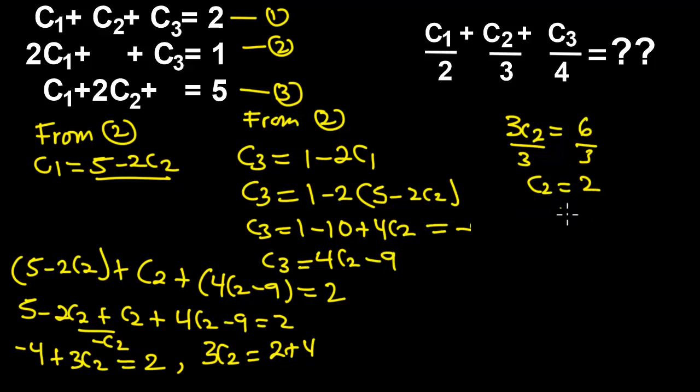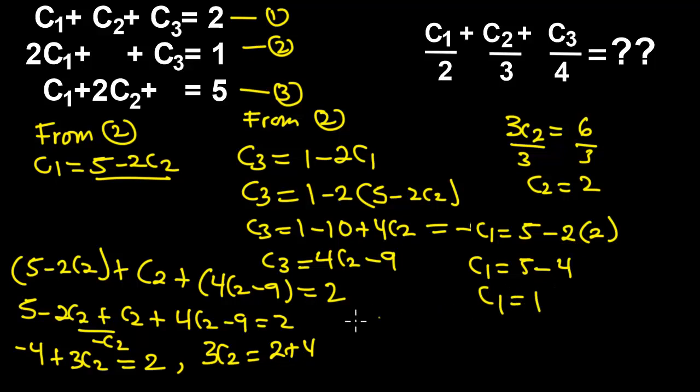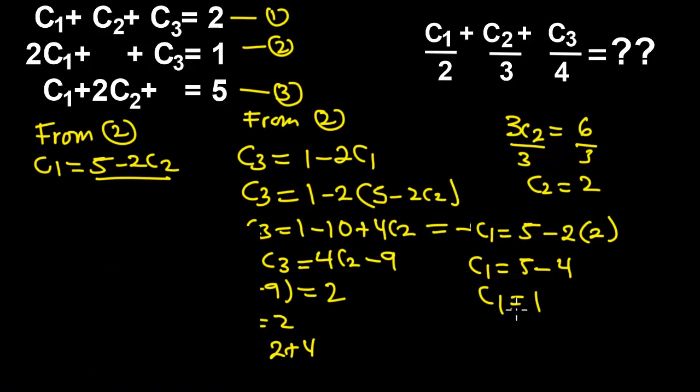So let us depend on C2 to be able to solve for C1. So C1 will be equal to 5 minus 2 multiplying C2, and then C2 is 2. So C1 will be equal to 5 minus 2 times 2 is 4. So C1 will be equal to 1. Now let me clean this side. So we now know the value of C1 and then C2.